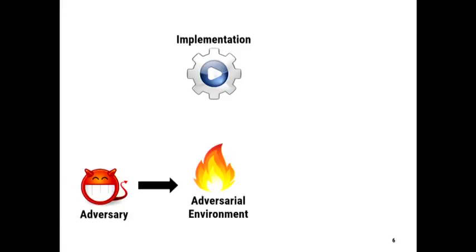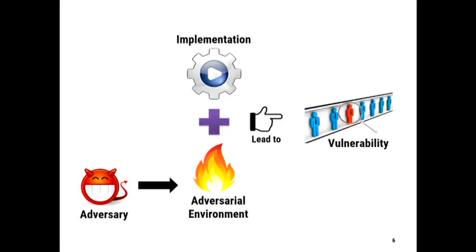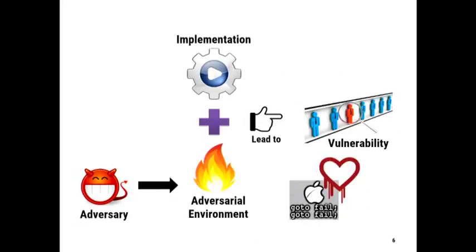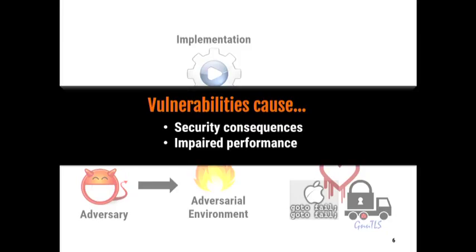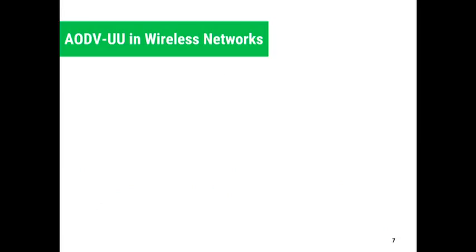Now next, even if you have an implementation that is compliant with its specification, it can happen that in the presence of an attacker in an adversarial environment, these implementations may lead to hidden vulnerabilities, which can only manifest in an adversarial environment. Examples include Apple's goto fail, which you may have heard about, the OpenSSL Heartbleed bug, and so on. These vulnerabilities can cause security consequences, or sometimes they can degrade the expected performance of the protocol, right? So now I'll give you a real example of such vulnerabilities.